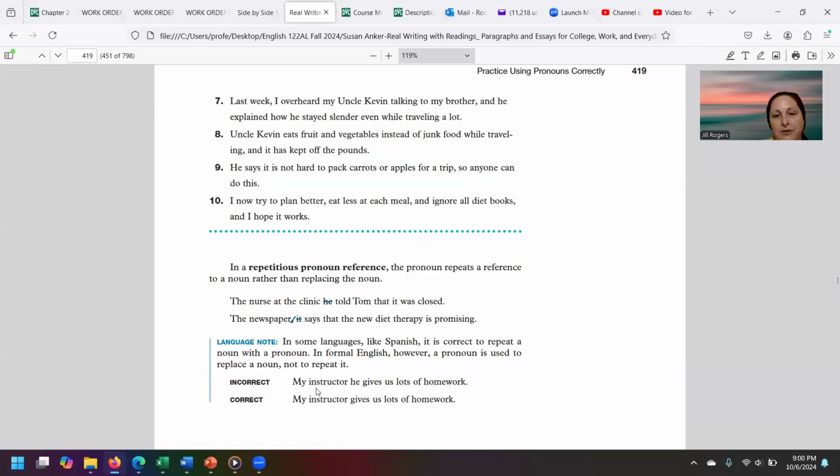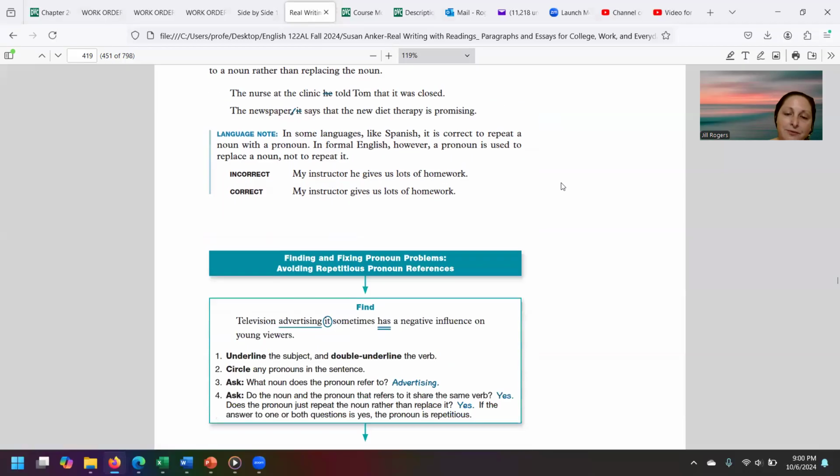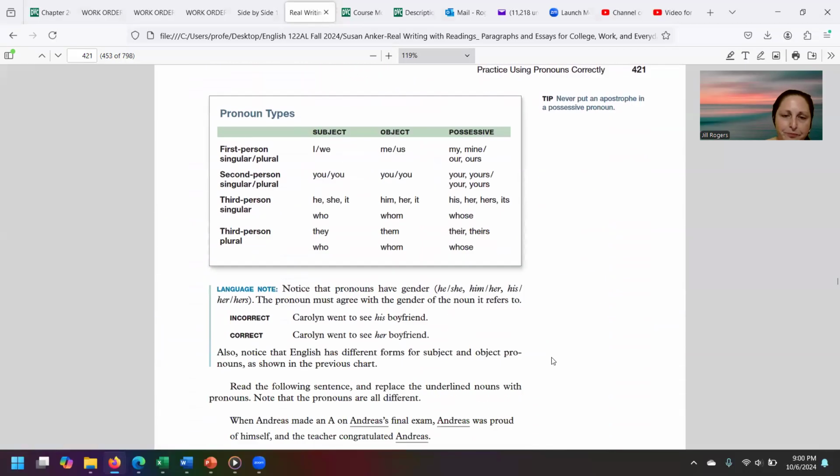Here's another incorrect one. My instructor, he gives us a lot of work. I think people make this mistake because you might say it this way. It's still incorrect, but when you're writing, you want to make sure that you do not add that extra pronoun. Pronouns are fine subjects. I think sometimes people think pronouns aren't good enough as subjects, but they are. So the correct one is to take out that he: my instructor gives us lots of homework. Okay, so practice 5 is about the repetitious one.